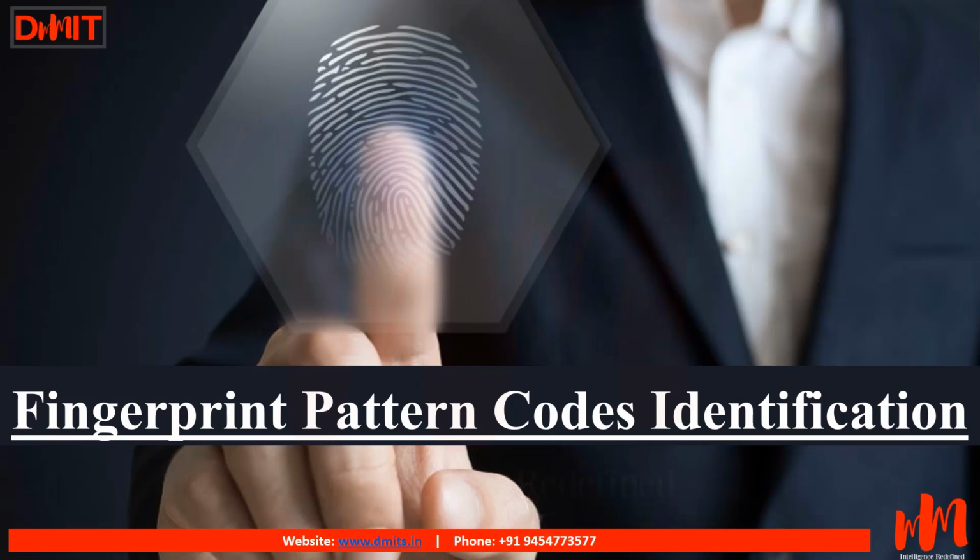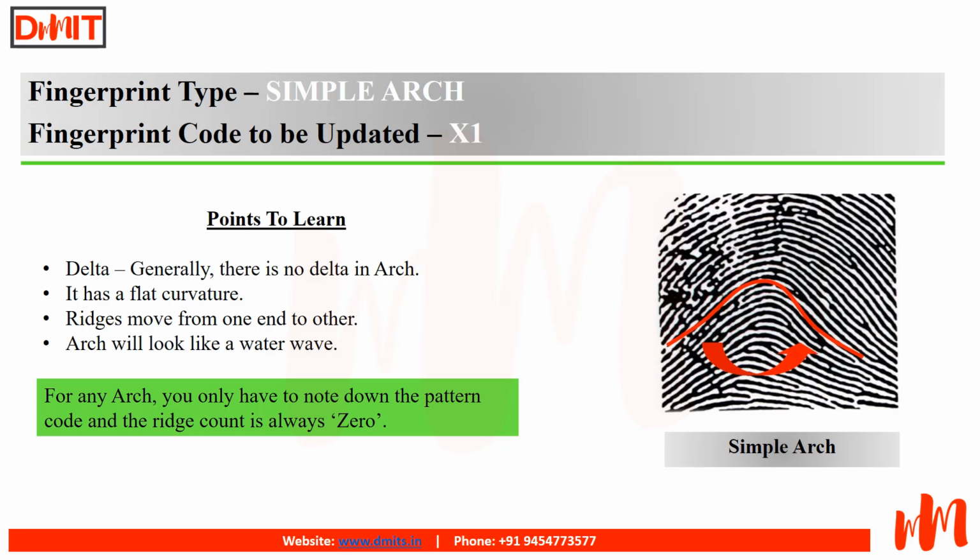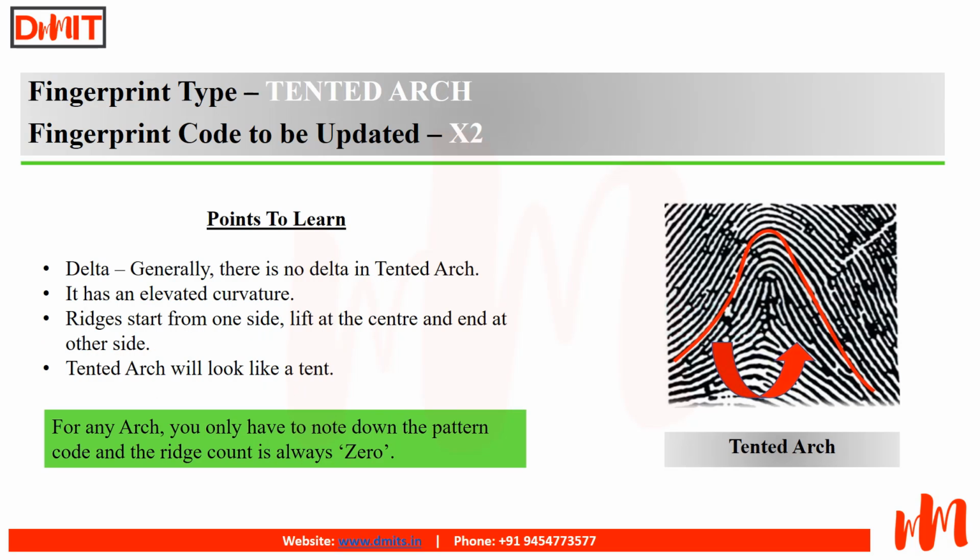Now moving forward, as you can see over here, in a simple arc we have a flat curvature, whereas in a tented arc the curvature is a bit elevated. Also, the ridges start from one side, lift at the center and end at the other side. So there is a flow obviously, and the tented arc will look like a tent, as you can see in the image. Again, this last point is similar to the simple arc: in the tented arc you will only have to note down the pattern, and the ridge count will always be 0. And the fingerprint code to be updated is X2.